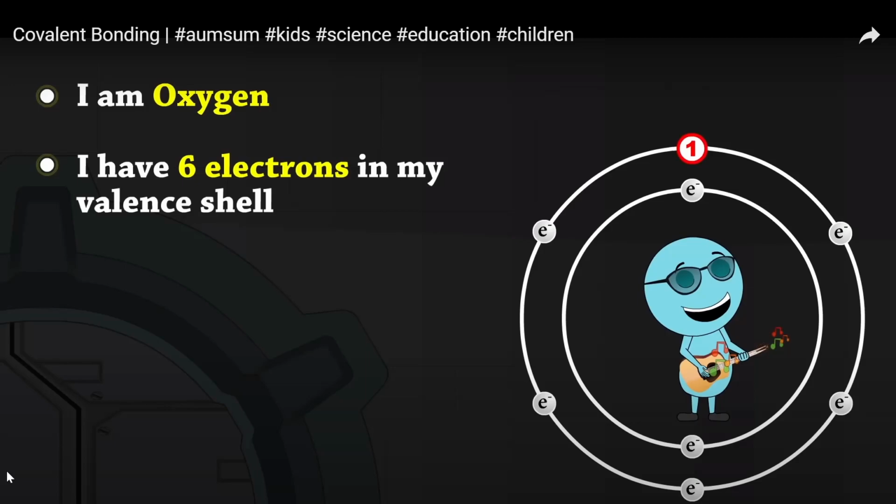If you had another oxygen atom, I want you to imagine what you would need to do to complete both their shells. See if you can think about that for a minute. Yes? Yeah, you're going to have to share 2 pairs, 4 electrons altogether.